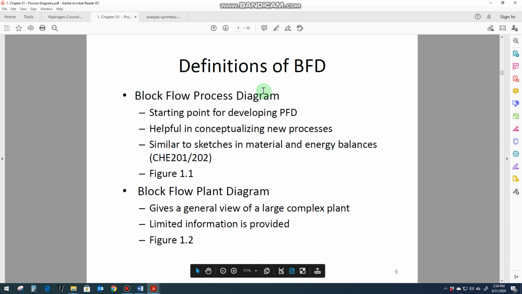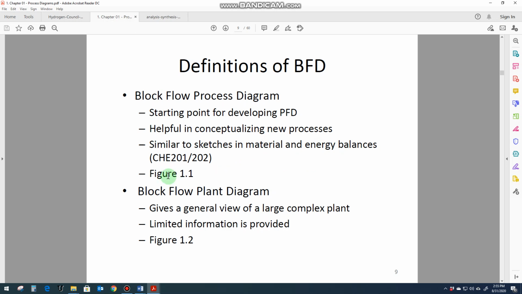Now, definitions of the BFD. BFD, block flow diagram. It will provide you the starting point for developing the process flow diagram. It is helpful in conceptualizing new processes. So whenever you're making some new process, making a BFD can be a good start. It is similar to sketches in material and energy balances. So we have seen some examples in CHE201 and CHE202 courses, and that will simply include the blocks which are connected together. So that gives you a sense of the BFD.